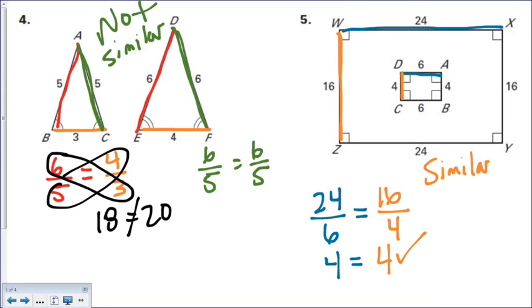So the statement we need to write is, starting with WXYZ is similar to, and we go in the same order, so we start in the top left. Here we start at the top left, DABC. So WXYZ is similar to DABC. Wherever you start, make sure you start in the same place.